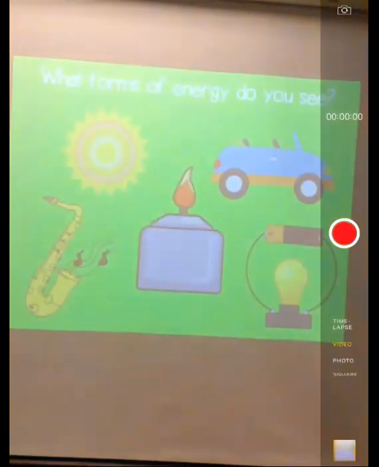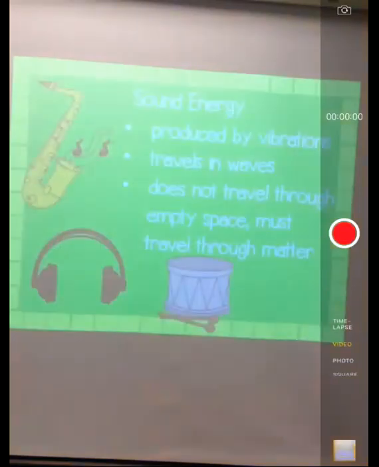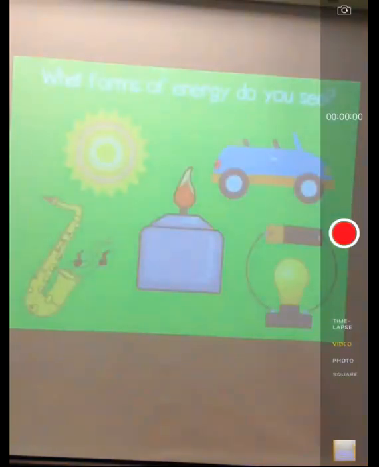What forms of energy do you see? Some of them are obvious. Some of them you think about. One of them we've already been working with a little bit. What's a form of energy you see, Sam? Electricity. Electrical energy.